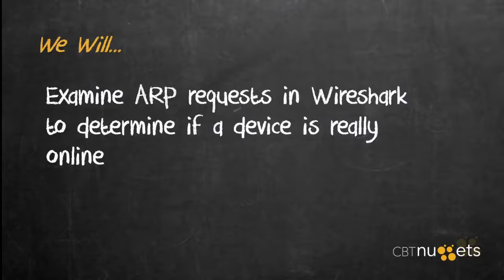However, the novice would look and say, oh, that device must be offline because when I tried to ping it, it didn't respond. That's where Wireshark can come in handy to expose what's happening behind the scenes, in this case with ARP. You've now seen an ARP request in Wireshark to determine if a device is really online.